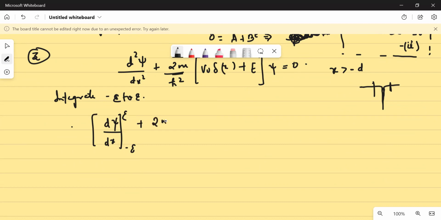And then you have 2m upon h cut square. And you know that this particular term does not vanish, so it remains there. So this is 2m V naught, and this becomes psi of 0. And this particular term, when integrated from minus epsilon to plus epsilon, vanishes.